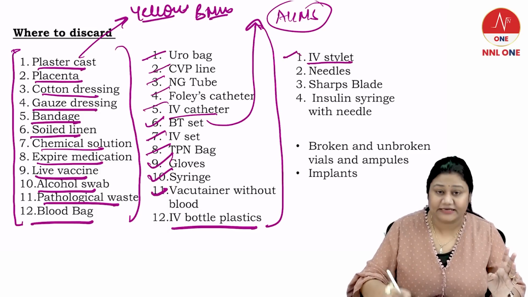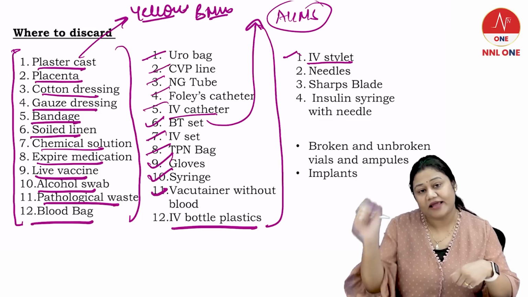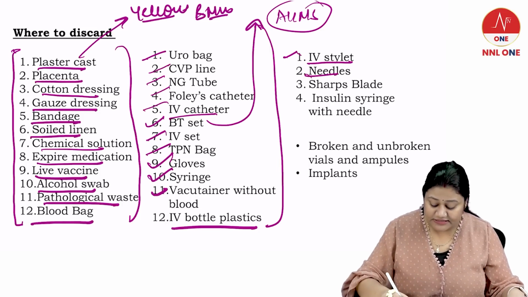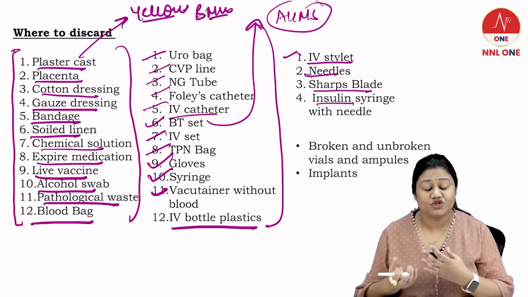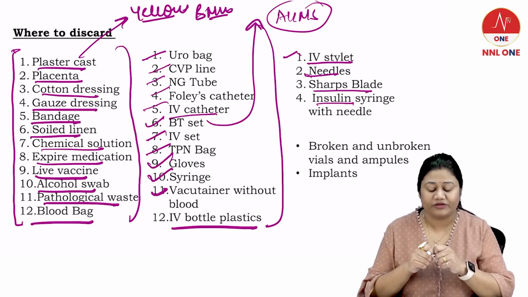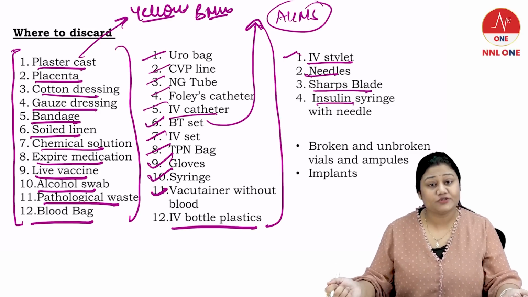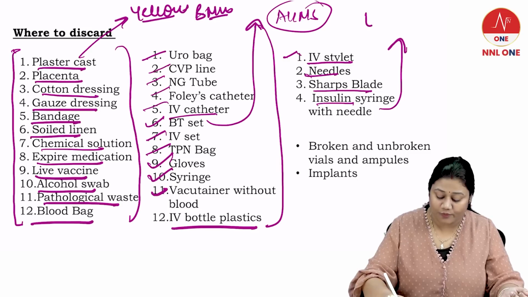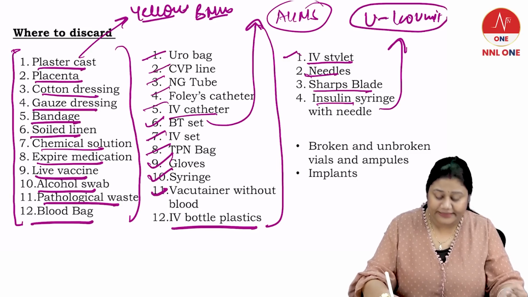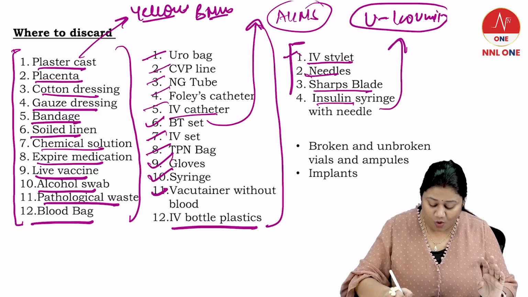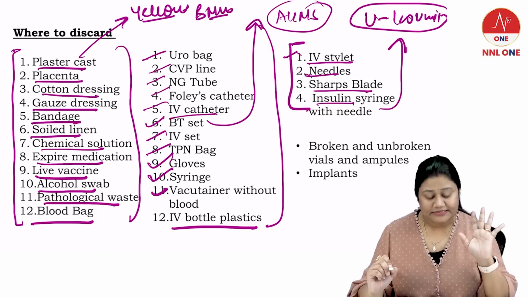Then we have the IV stillet. Once your IV cannula is inserted, the stillet, the sharp one, should be discarded in a puncture proof container. Needles, sharp blade, surgical blade, suture needle, and syringes with the needle attached that cannot be detached, for example insulin syringe. When I say insulin, always remember it is U100 unit, which is commonly used nowadays, right? So all this will be discarded in the white puncture proof container, very sweet and simple.